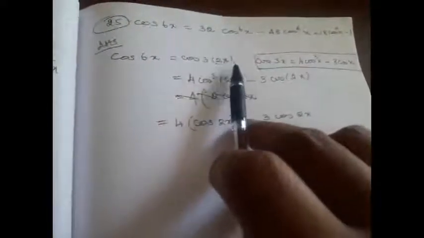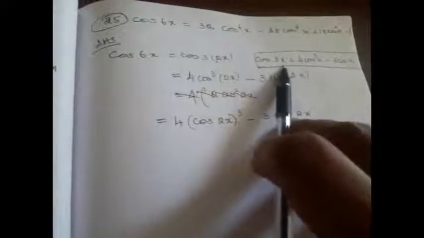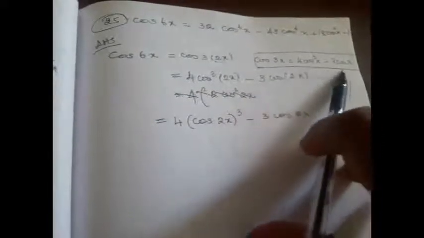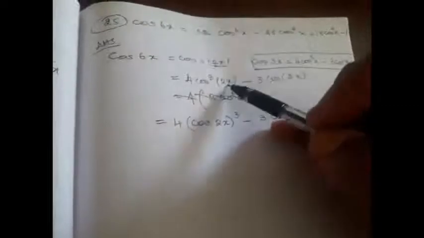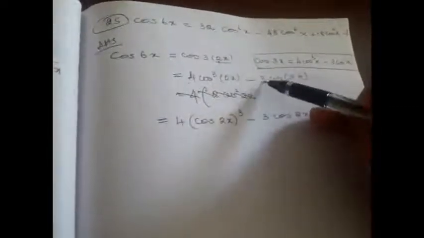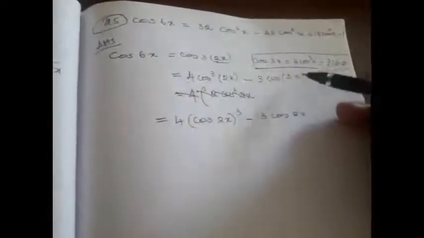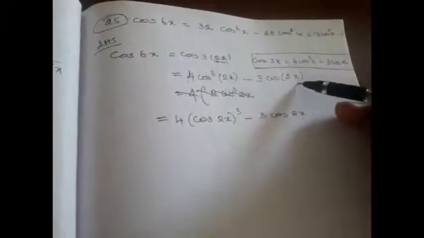Now what I am going to do is use the 3 angle formula, cos 3x, right? What is cos 6x? Cos 6x can be written as cos 3 times 2x. What is the cos 3x formula? 4 cos cube x minus 3 cos x. But in the place of x we have 2x now. So this can be written as 4 cos cube, in the place of x you have to write 2x, minus 3 cos, in the place of x again it is going to be 2x.